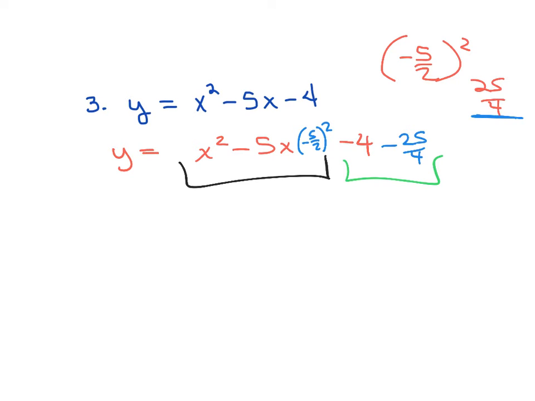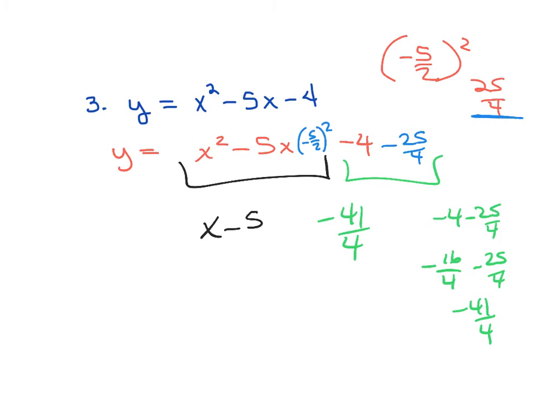They're the same signs. So negative 4 minus 25 over 4, common denominator. I'm going to make this negative 16 over 4. So I get negative 41 over 4. And then this thing factors into x minus 5/2 squared.